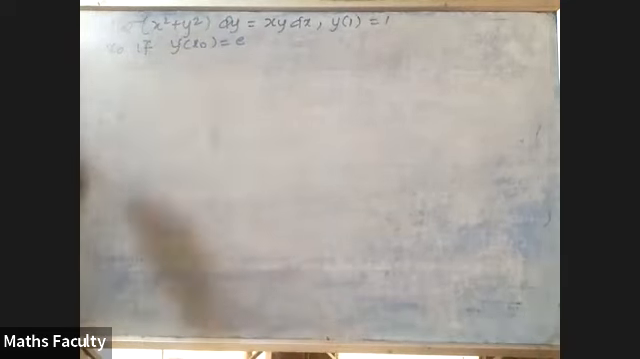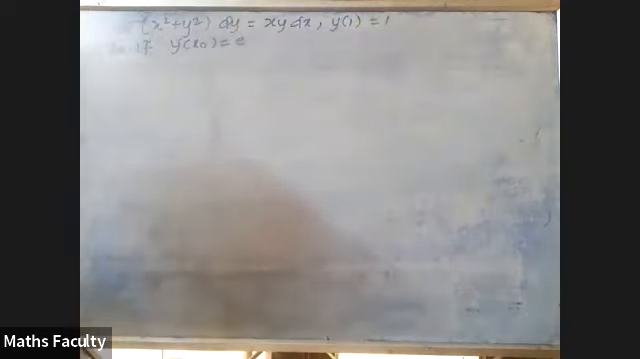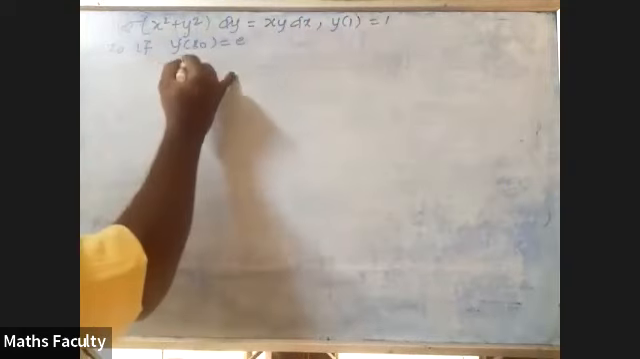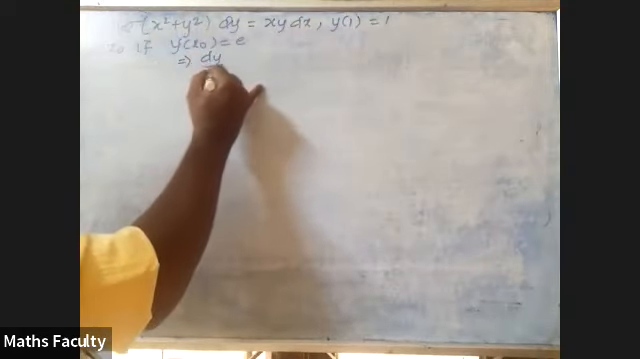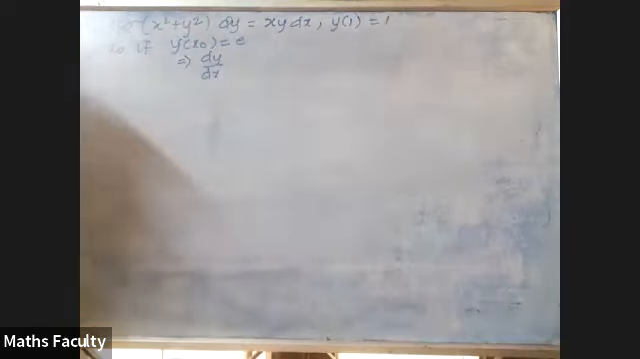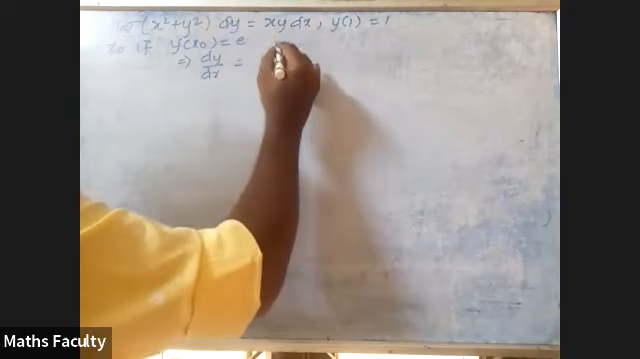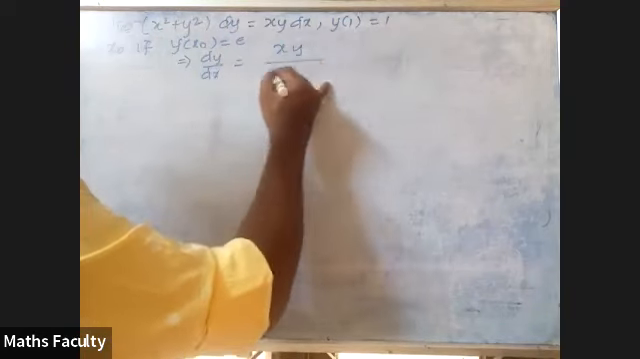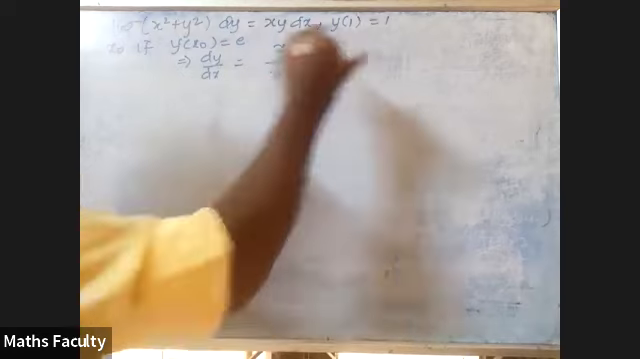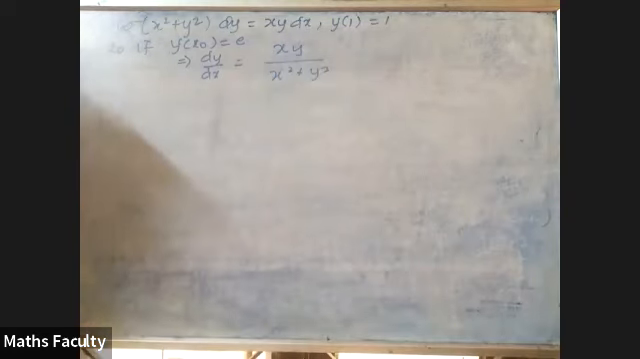Here is also the degree. Here is also a degree 2. Let us convert this into the form of dy by dx. Everybody knows that for a homogeneous equation, we have to convert it into dy by dx form. Your dy by dx is equals to xy divided by x square plus y square.